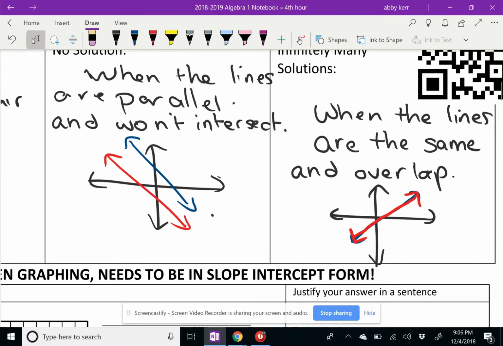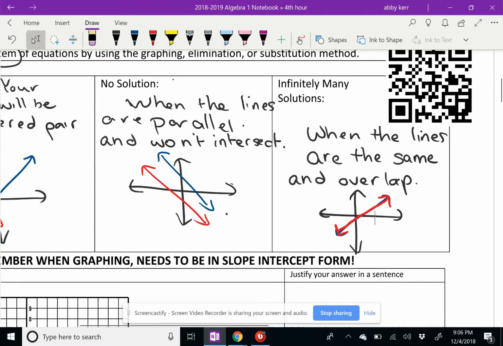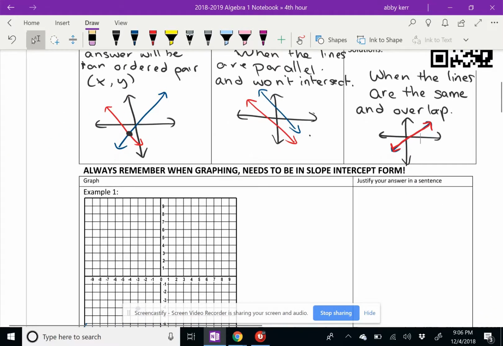If you are ever given this problem on a quiz or a test or even on your homework, you just need to graph the line once. I'm just showing you that they overlap. So the best thing to do is remember that it needs to be in slope-intercept form. So y equals mx plus b.